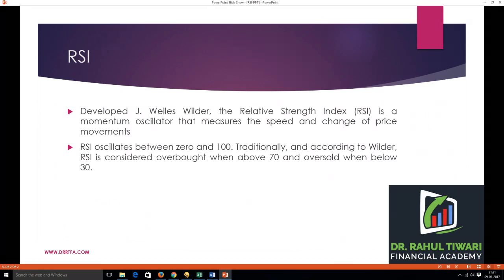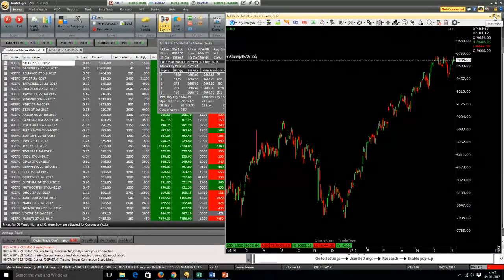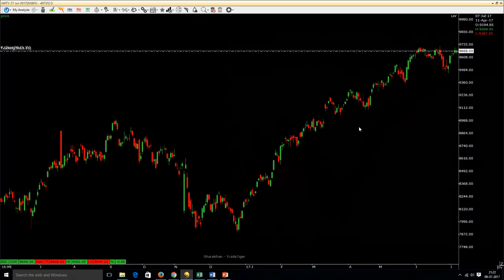RSI oscillates between 0 and 100. Traditionally, and according to Wilder, RSI is considered overbought when above 70 and oversold when below 30. So let's go back to our charts and see how we're going to use the RSI for our trading or investing. So here it's the Trade Tiger provided by Sherkhan.